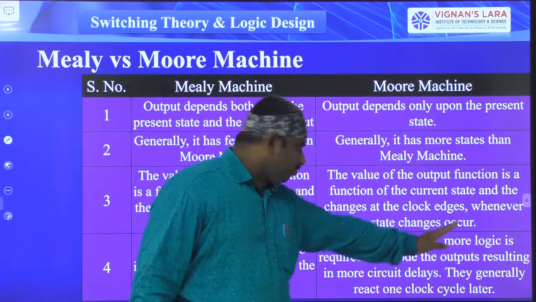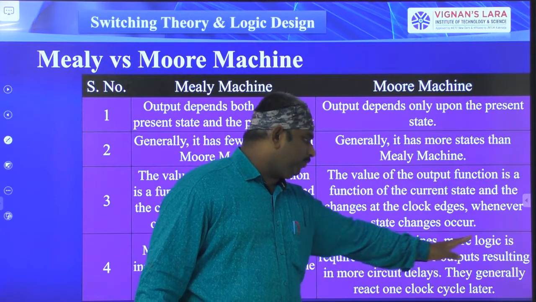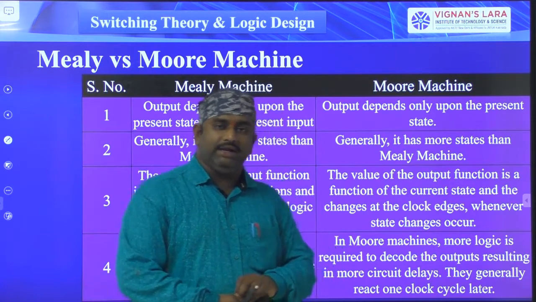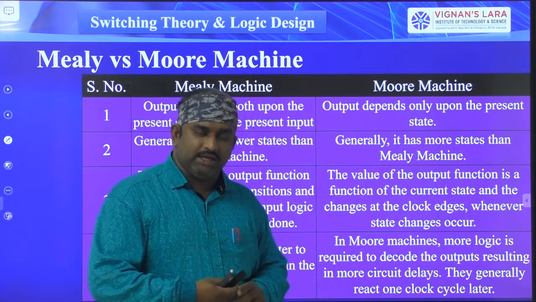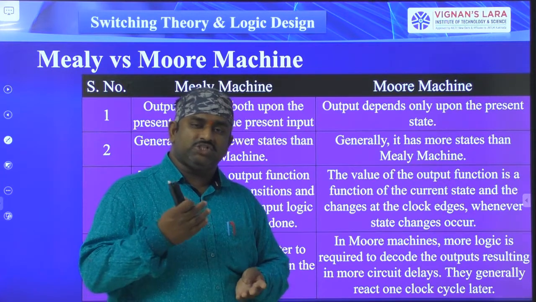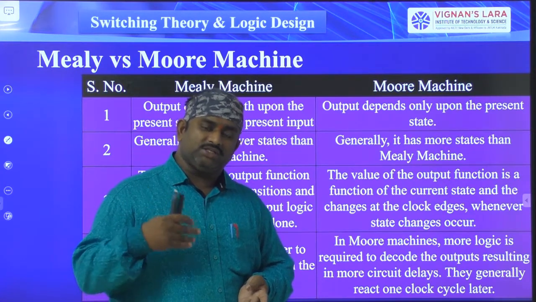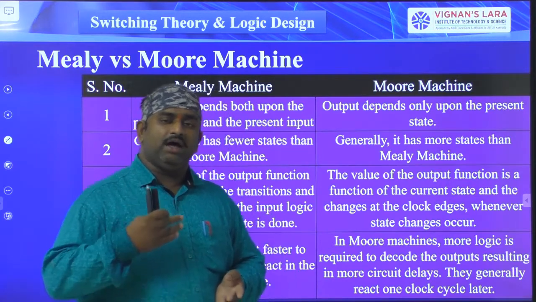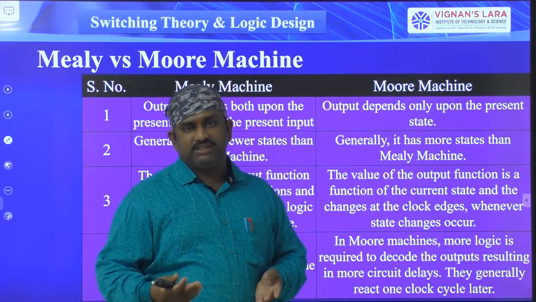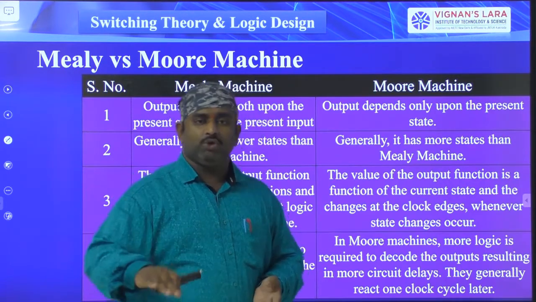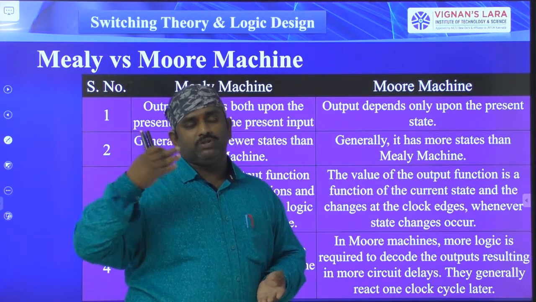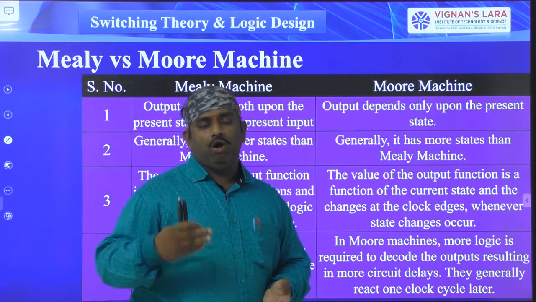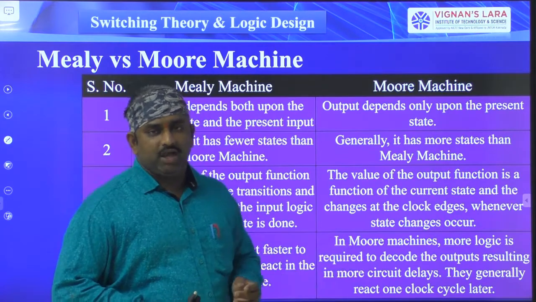In the Moore machines, more logic is required to decode the outputs, resulting in more circuit delays. They generally react one clock cycle later. So whenever you have given the clock cycle, after the clock cycle, the system is going to react. After the clock cycle also, the output decoder is decoding the outputs continuously. It will take nearly 2 to 3 clock cycles. That is, after completion of the clock pulse also, it is changing the outputs. The outputs change like an asynchronous mode of operation. The output is changing continuously for a long period of time. So that is one drawback of the Moore machine.